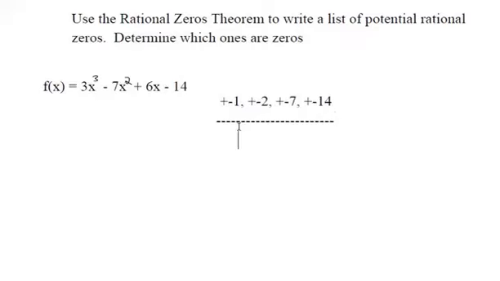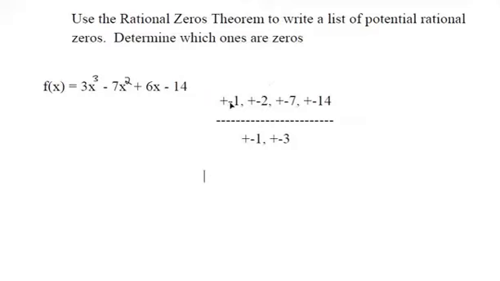Now, you compare those to all the factors of your leading coefficient. So I'm looking at that 3. Plus or minus 1 can divide evenly into 3. Plus or minus 3 can divide evenly into negative 3. Okay? So the Rational Zeros Theorem tells you every possible combination of the numerator divided by the denominator is a possible rational zero. So here, I'm going to list them all out for you.